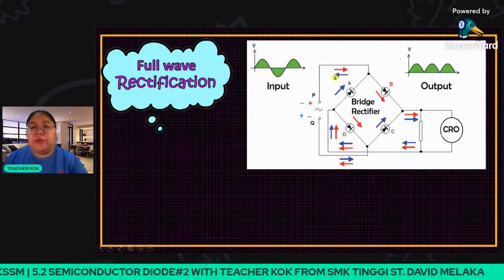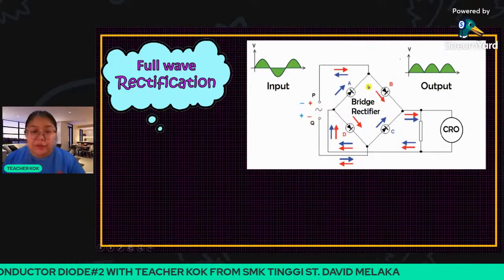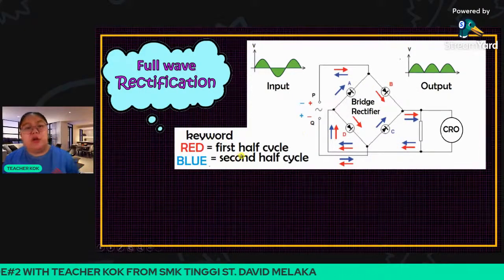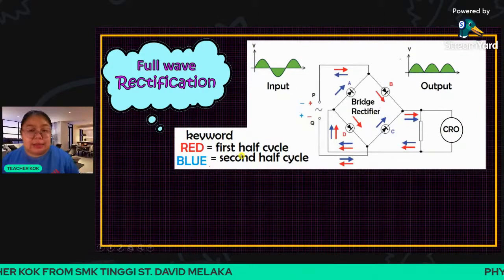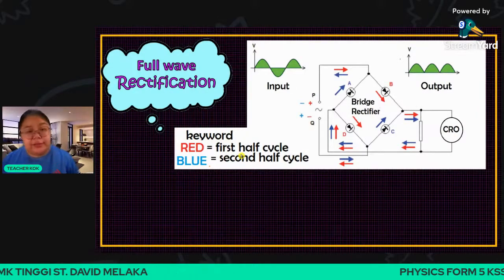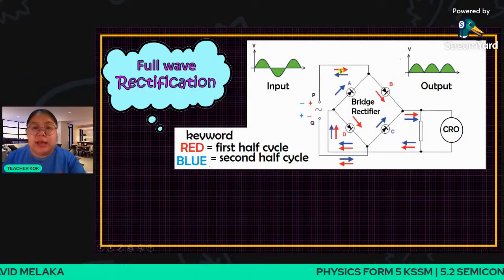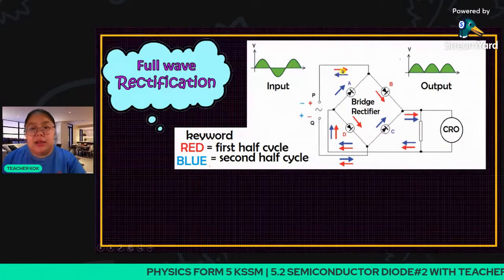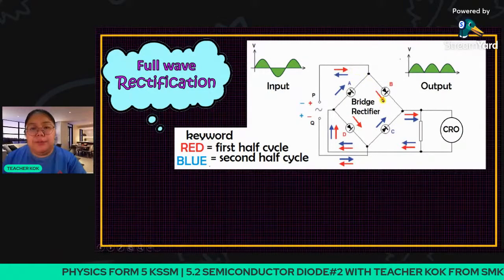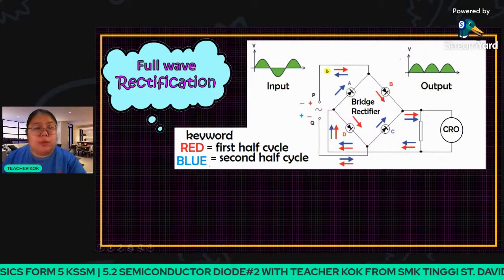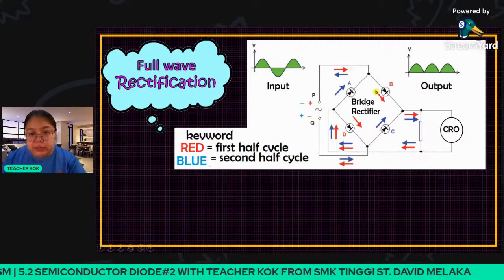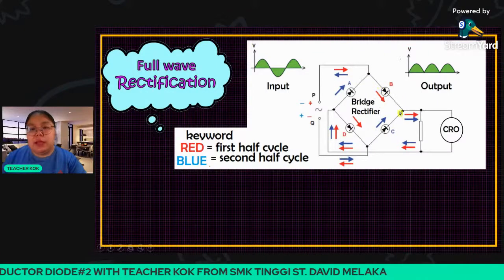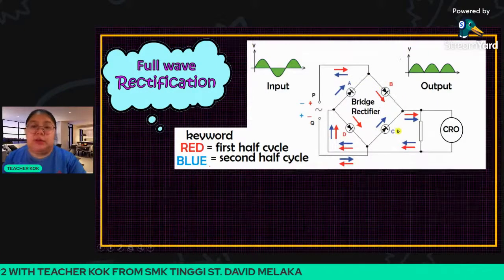From here I want you to see the red color first. Red we call the first half cycle. We go to create the first half cycle first. We start from A, the red color, then we go through to B. I start from the top, then I go to B. After B, actually I cannot go to C. Why?